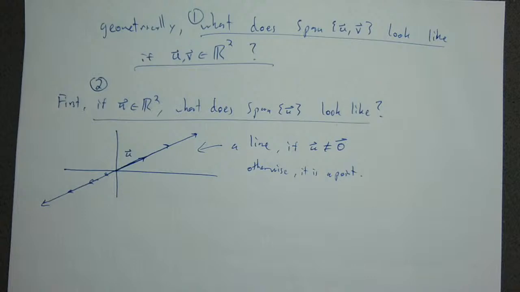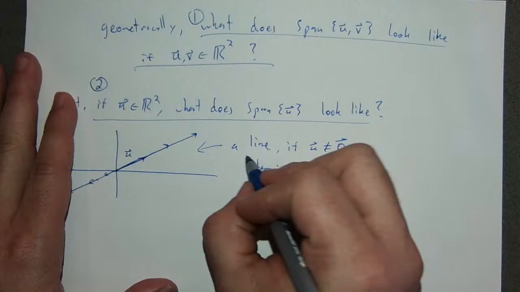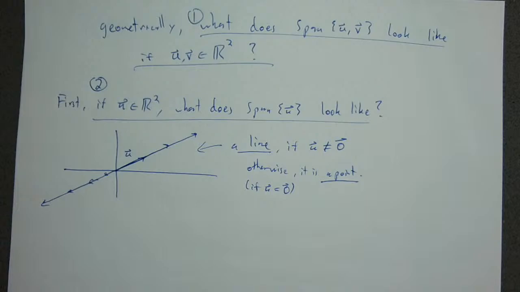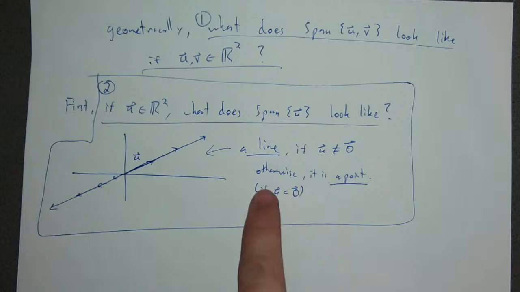In fact, this is going to show up again and again throughout this course, but right now we're not going to discuss the terminology that's needed, okay? So in this case, it's a line, but it could also be a point if it's the zero vector. So otherwise, i.e. if u is the zero vector, this is a point. Okay, that's a possibility. Now, that answers two, but this at least gives you some concept of this answer depending on the vector u.